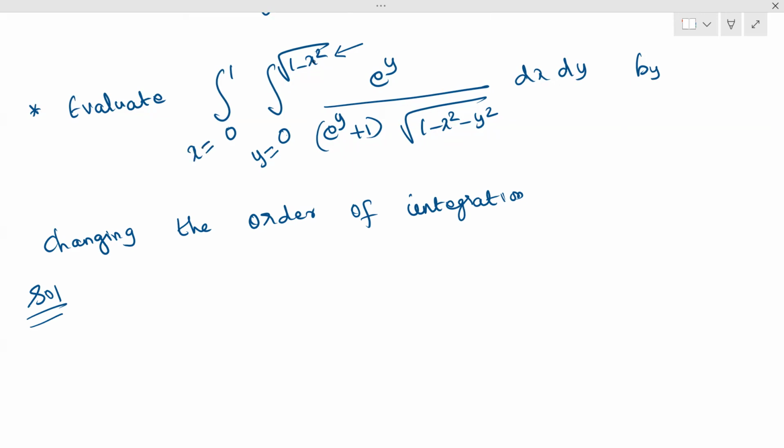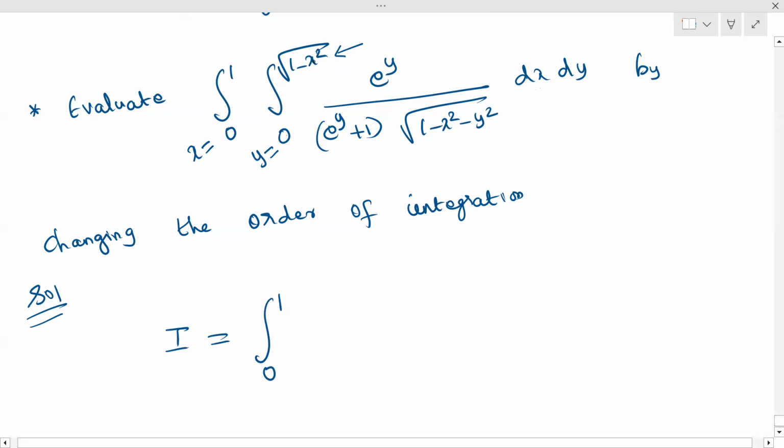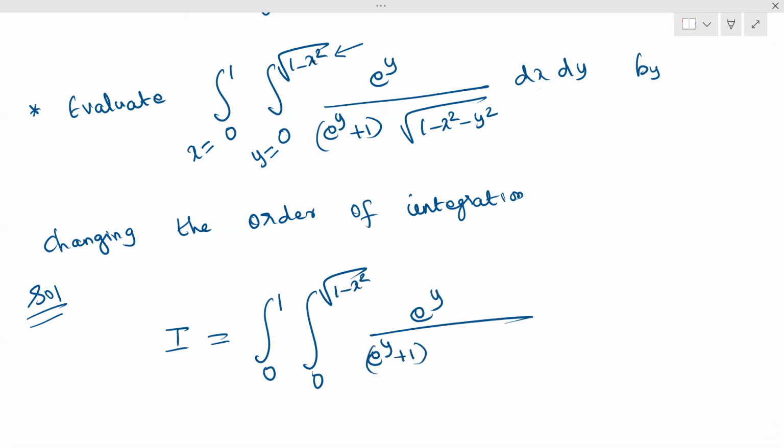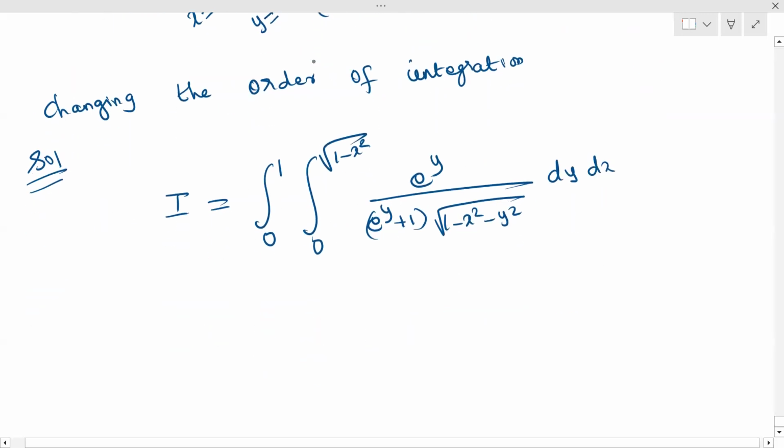So here first we have to rewrite the given question, because the order they have given here is dx dy, which is not correct. So we should write dy dx. Okay, so our question is the integral from 0 to 1, 0 to root of 1 minus x square, e power y by this, dy dx. Don't think we changed the order. Here, we are not changing the order. We are rewriting the given question.